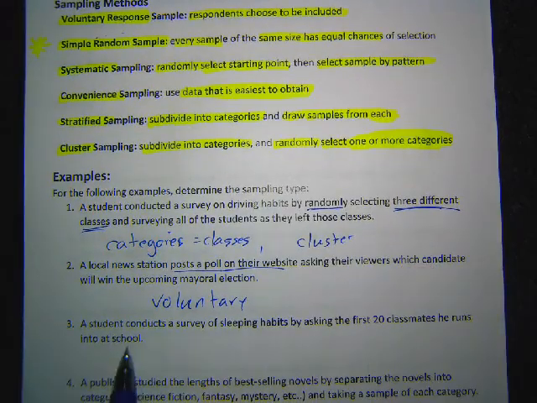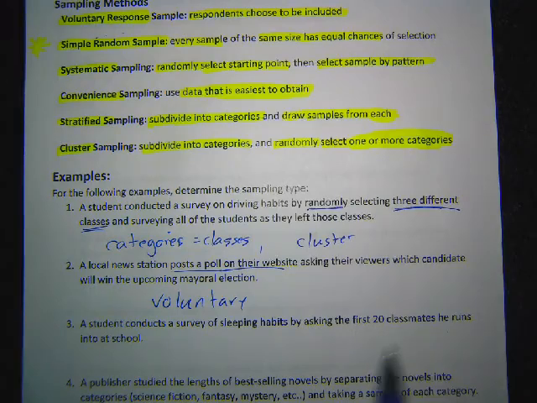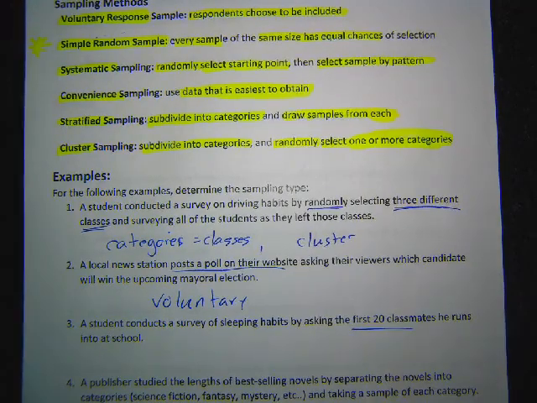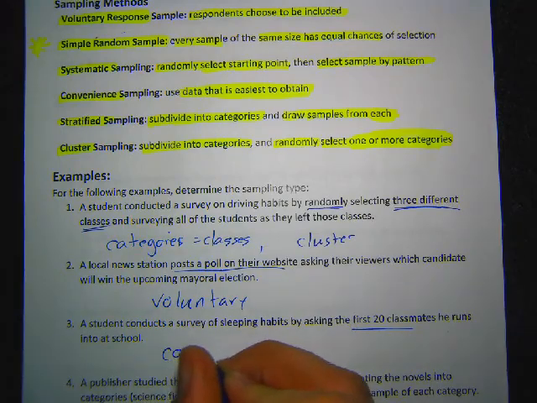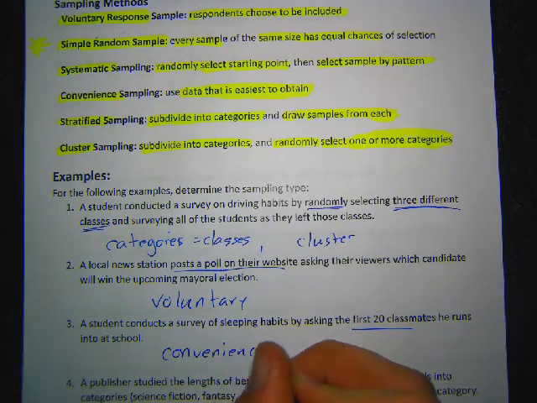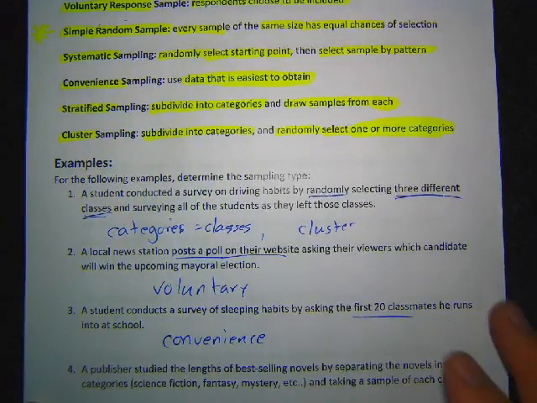Okay. A student conducts a survey of sleeping habits by asking the first 20 classmates he runs into. So just the first 20 people he runs into. Very convenient, and it's definitely convenience sampling. He's just doing what's easy. Hey, what's easy? Okay, that's convenient. That's what I'll do.